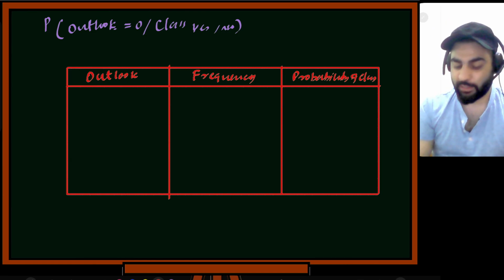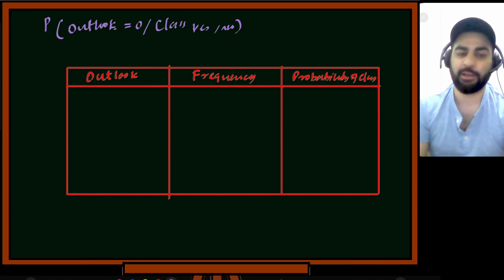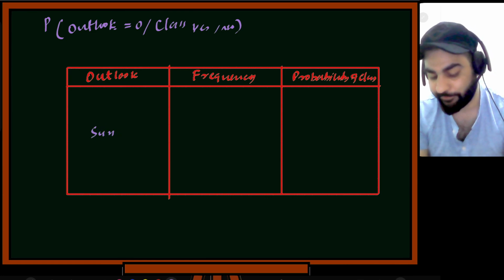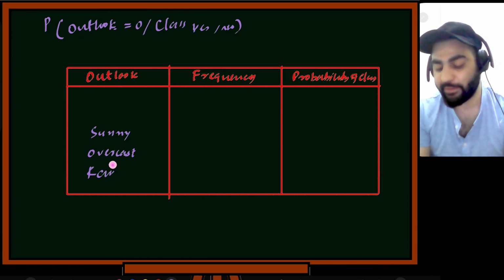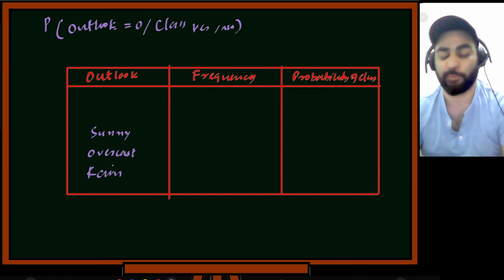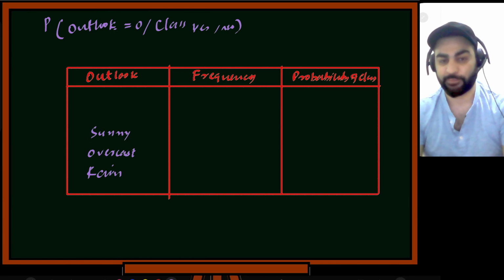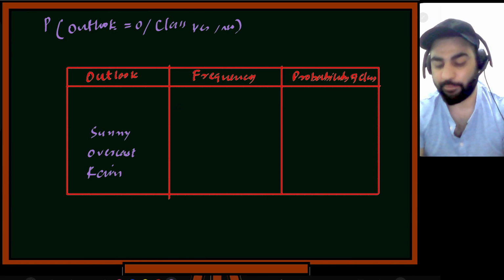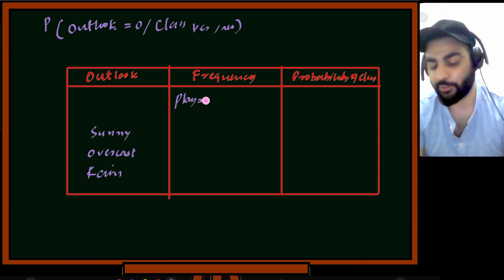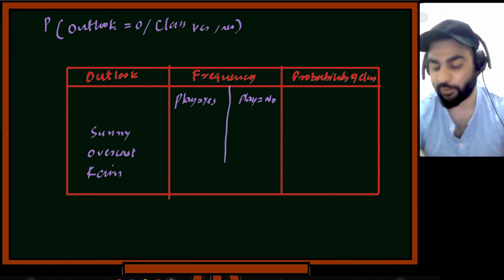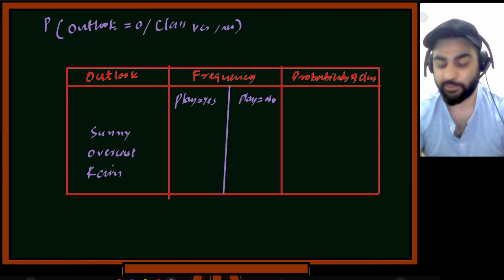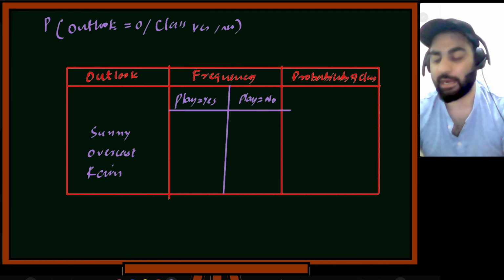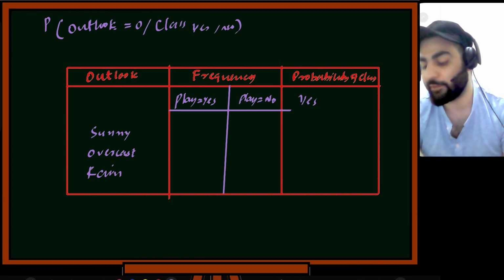Okay, so now outlook, how many values does outlook take? Outlook takes the values sunny, overcast, and rain. Is everybody with me? Please focus here for the next couple of minutes, and you will be able to understand the whole algorithm. Now the frequency is that we'll have to see the frequency of play is yes, and play is equal to no. And we'll have to see for how many data points this happens. And here we'll have probability of class. So yes, no, again we have two classes.